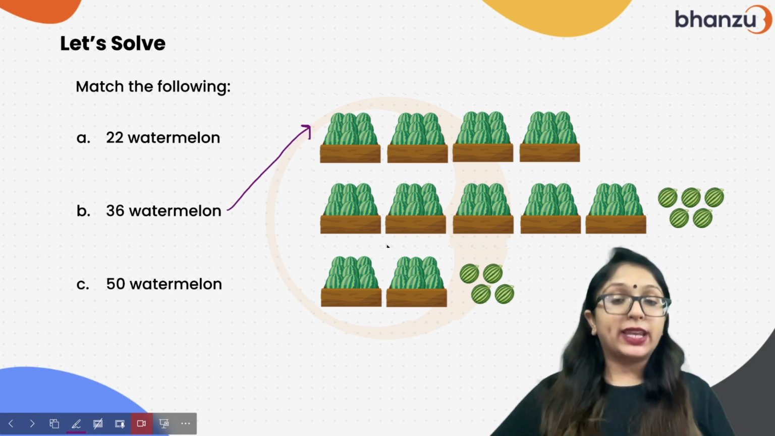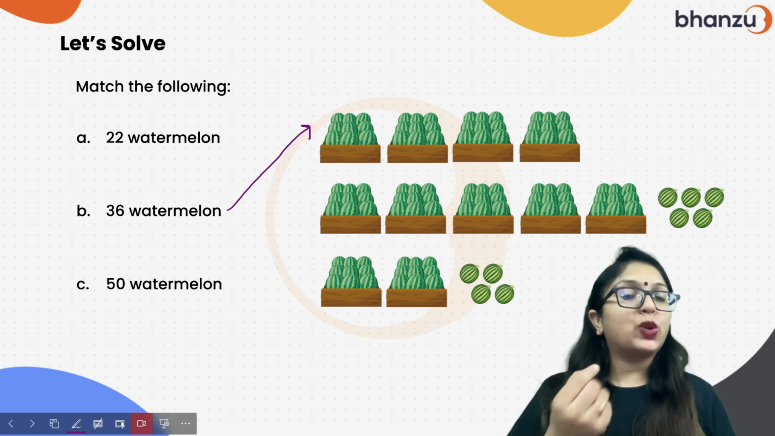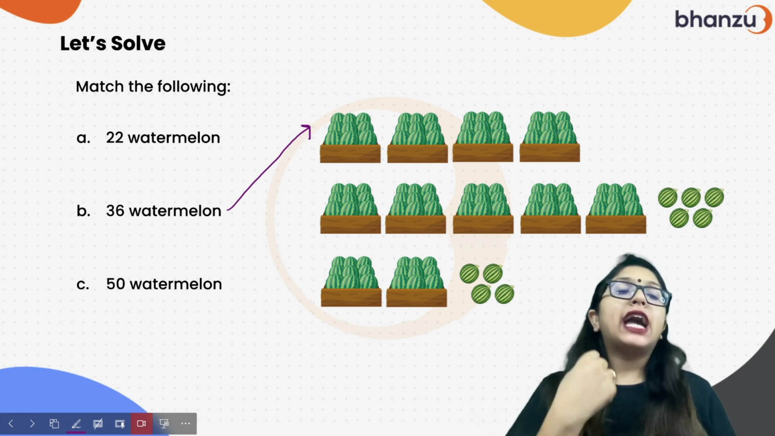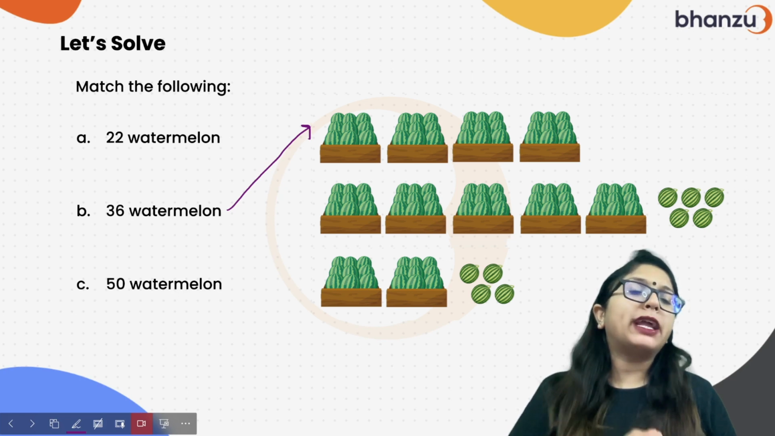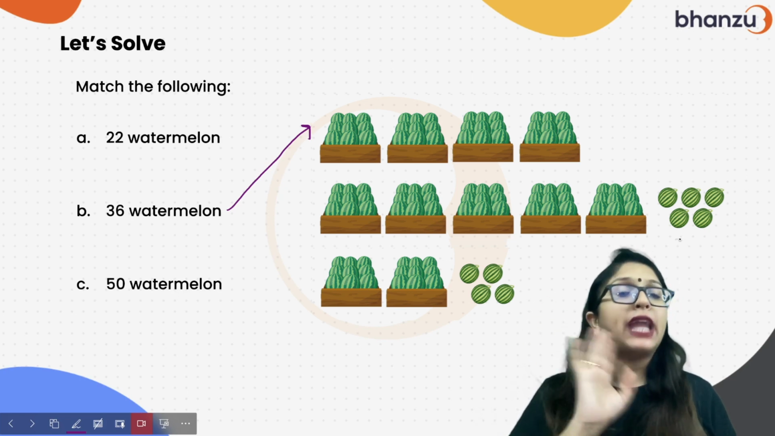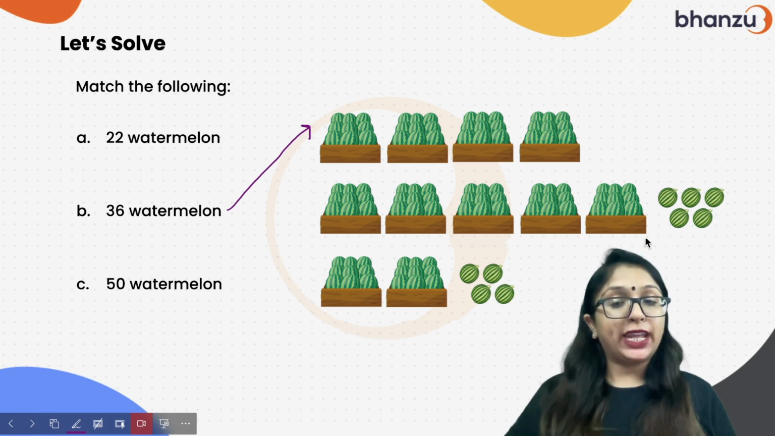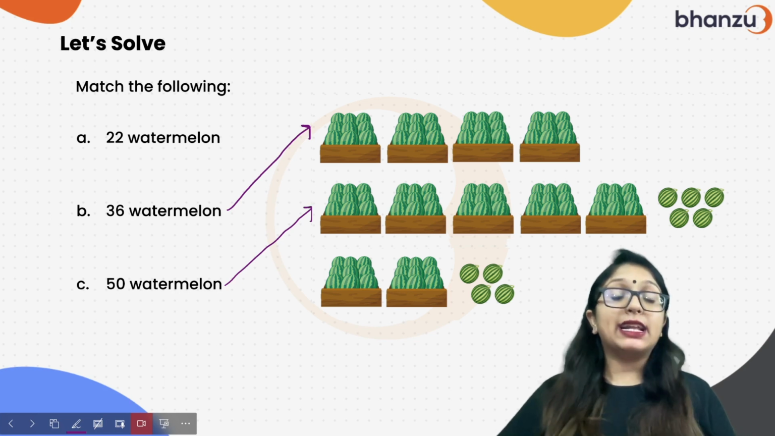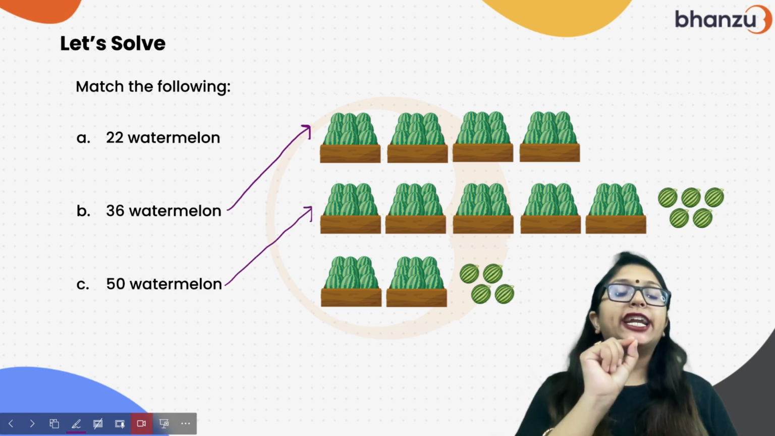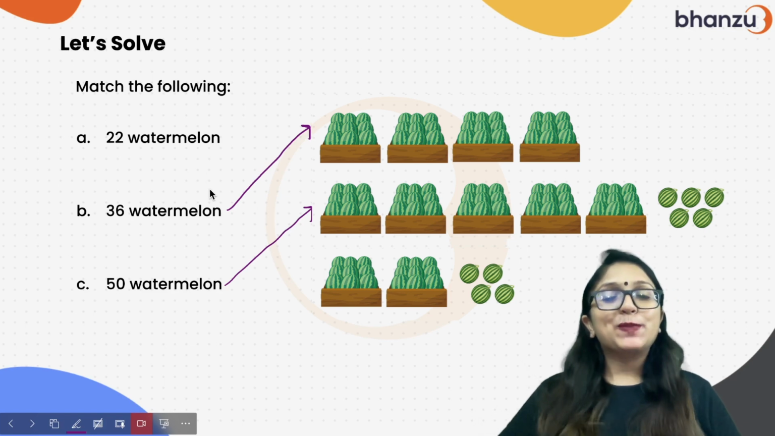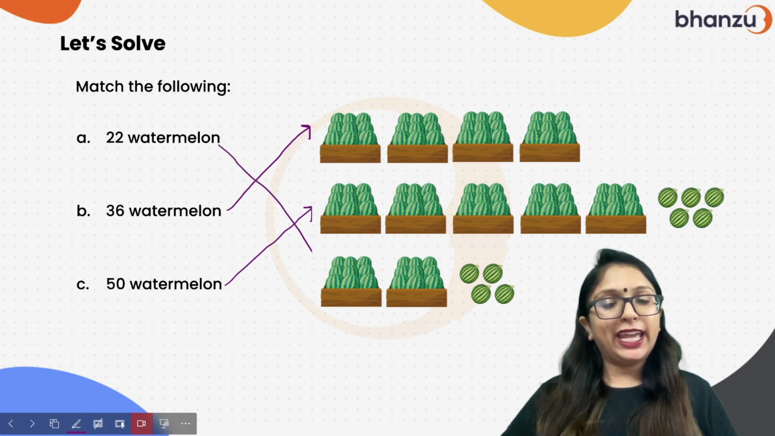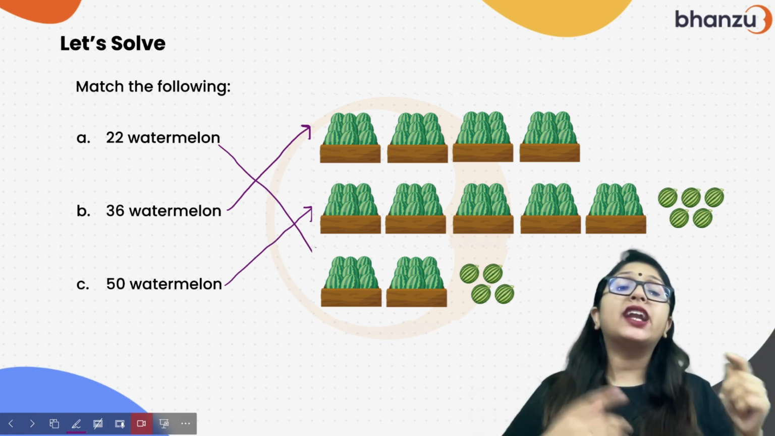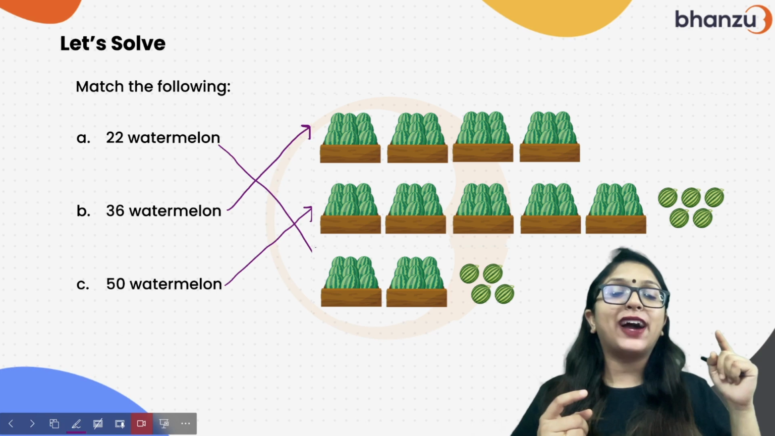So let's go to the next one. 9 plus 9, 18, 18 plus 9, 27, 27 plus 9, 36, 36 plus 9, 45, and 45 plus only 5 watermelons, okay? This is not a group of 9. So 45 plus 5 is 50. So that means I need to match it with C. Then the next one, let's look at this. 9 plus 9, 18, 18 plus 4 is 22. So now I am going to match it with A. Did you understand? Yes. So now we can count in groups easily and I did not have to count it all one by one.